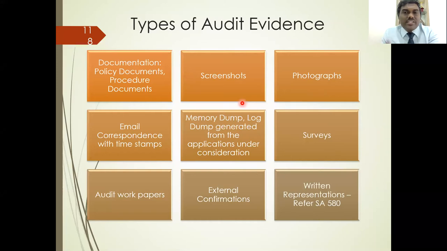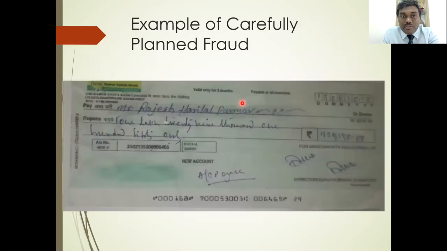Types of audit evidence, a few examples which you can see: a screenshot, photograph, emails. Please remember email with timestamp, because otherwise somebody can send you the email after the time has been changed. Memory dump, log dump, IS policies, external confirmation, all of these are examples of evidence.